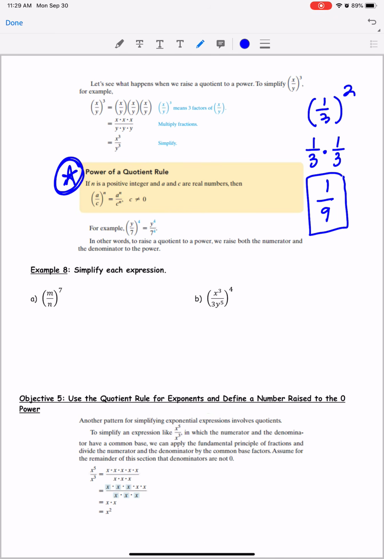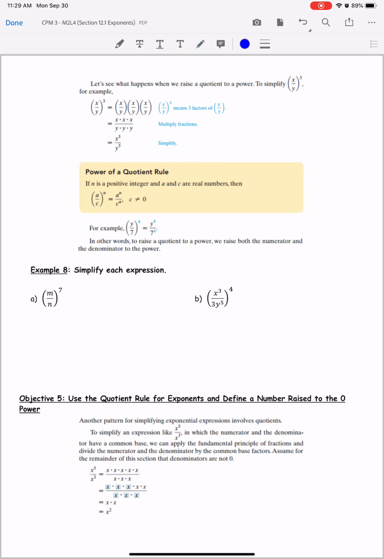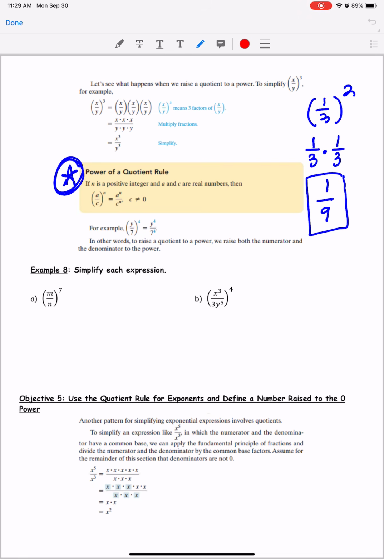Another way we could have done that is by distributing the squared to both things. So now that would have become 1 squared over 3 squared. 1 squared's 1, 3 squared is 9. So you're almost distributing that exponent to everything on the top and everything on the bottom of your fraction.